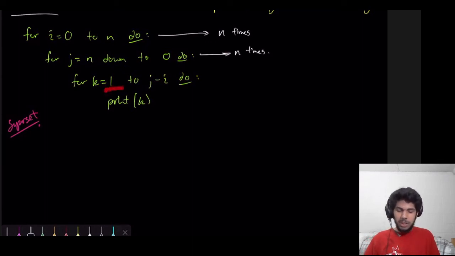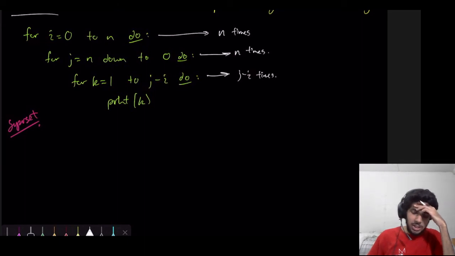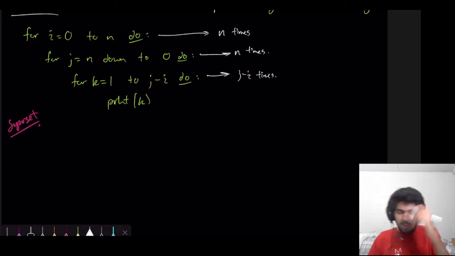K goes from 1 to j minus I. So we can say that this is equal to j minus I times, if we wanted to be specific about it. But then it's a little bit tricky, because j and I are always changing, so we don't really have a great quantifier on that. And if we do our summations, it's not super great either.